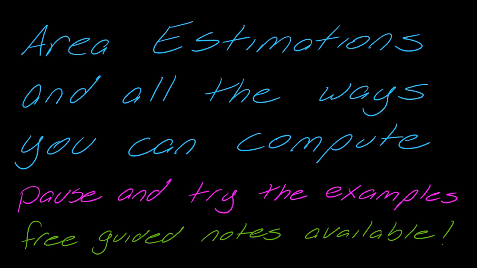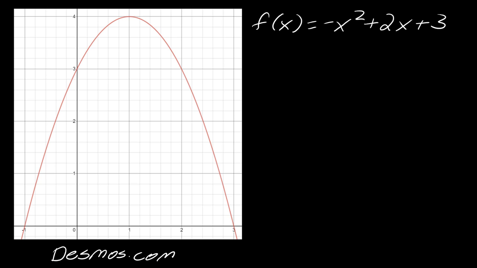Hey guys, so in this video I'm going to show you an example, and what I'm trying to address here are all the different ways you can compute area estimations. So let's just jump right into this. I have the graph here that I took from desmos.com of f of x equals negative x squared plus 2x plus 3. And I want to compute the area from -1 to 3 in this example. And I want to do this in 4 subintervals.